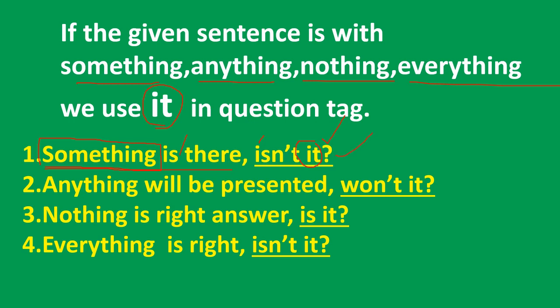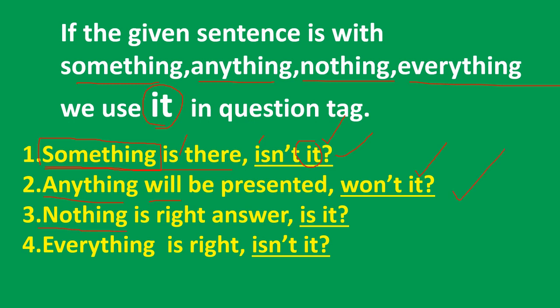Okay, next one, anything. Anything will be presented. Here for anything we should write it as subject pronoun. The auxiliary verb is will. This is a positive statement, so we should write will plus not, won't. The subject pronoun is it, won't it.